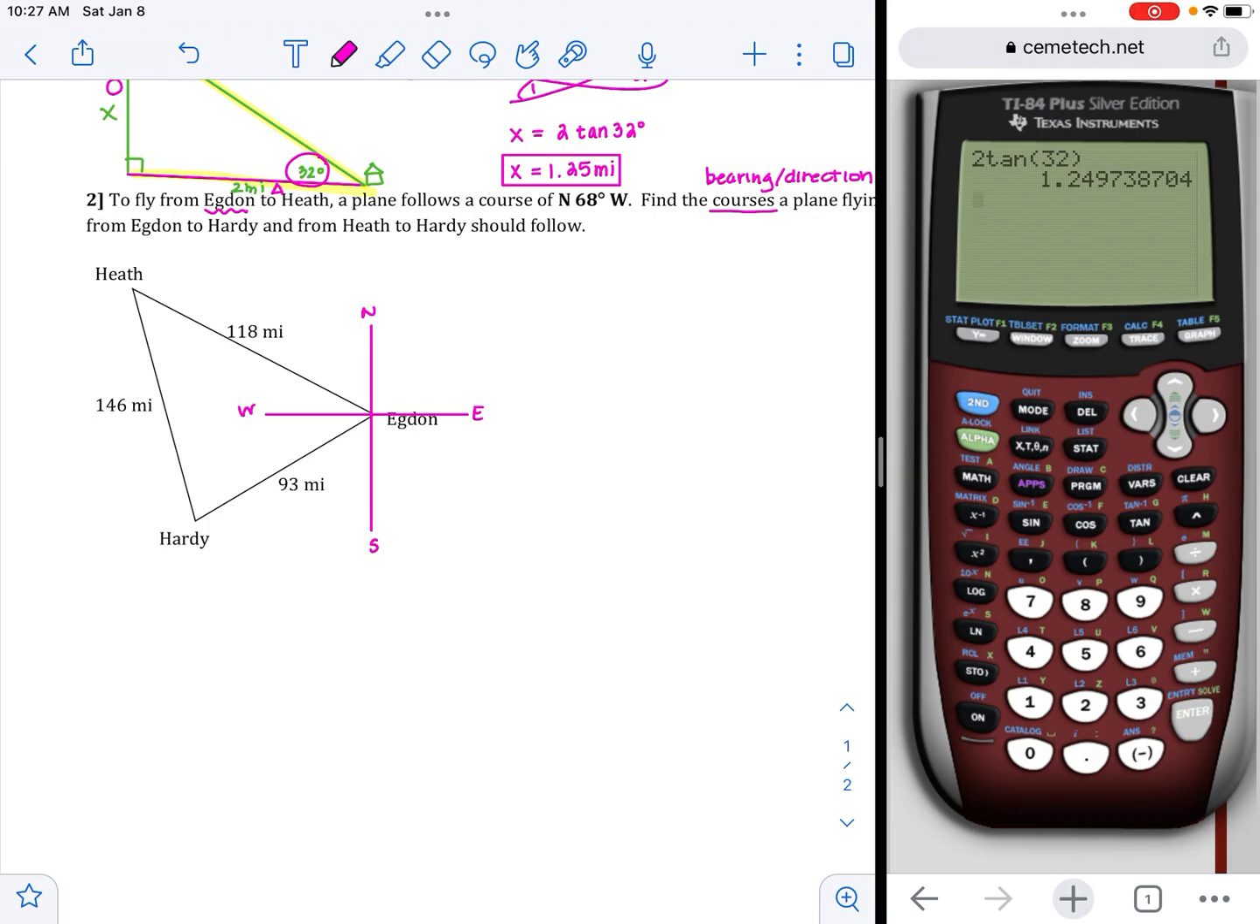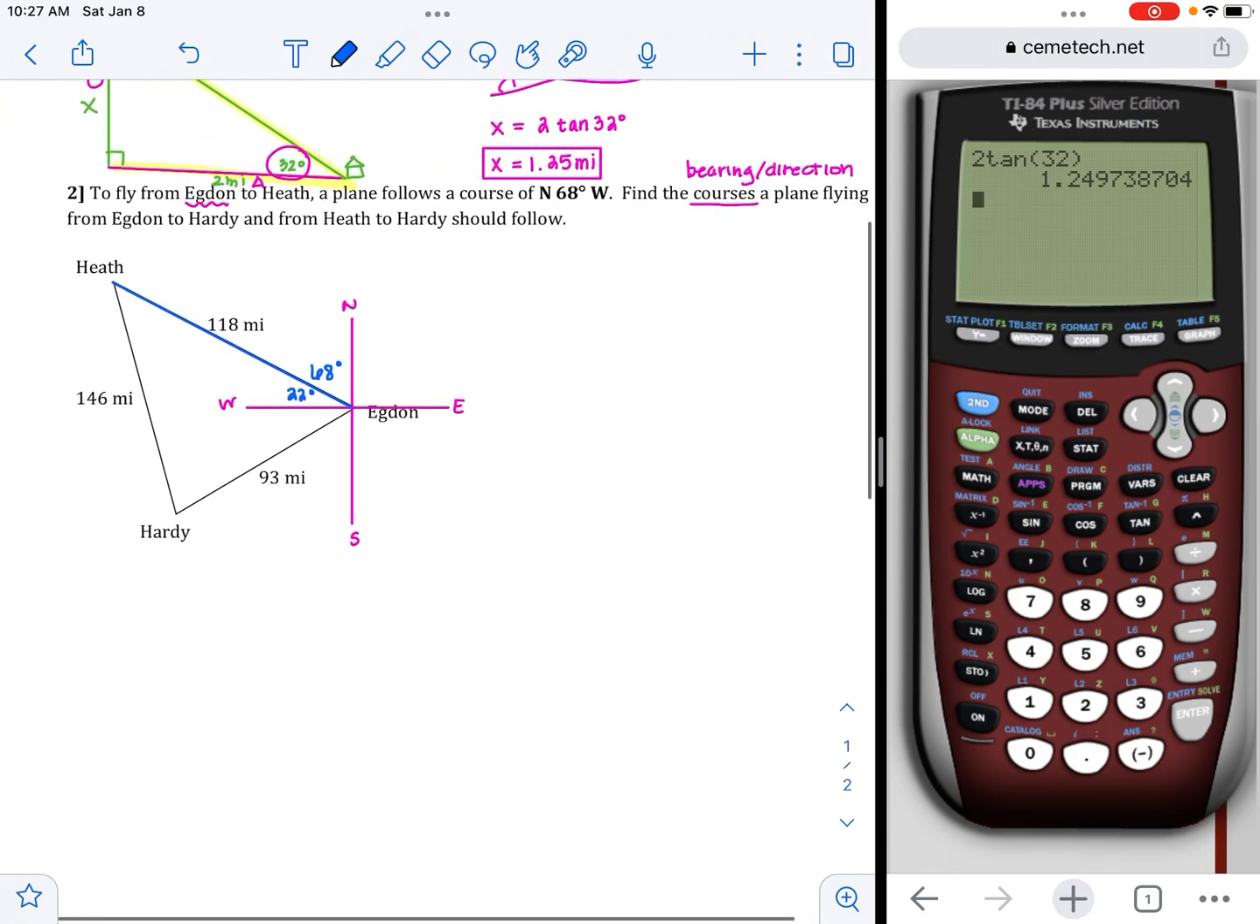Okay, so to fly from Egdon to Heath follows a course of north 68 degrees west. So make sure you're looking from Egdon to Heath. So I'll trace that. Oopsies. Turn my paper to try to chase that. So here's the course or the bearing that I'm looking at. And it says that is north 68 degrees west. So from the north towards the west is 68 degrees. And then I can do 90 minus 68 to figure out what that other angle is. 90 minus 68 is 22. So I know that this angle is 22 degrees right here.